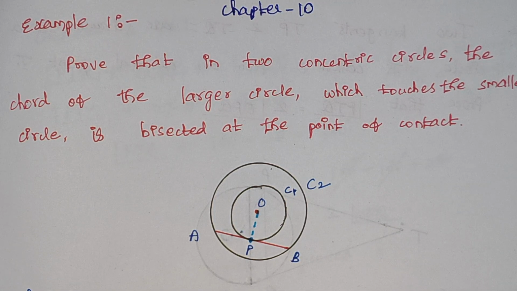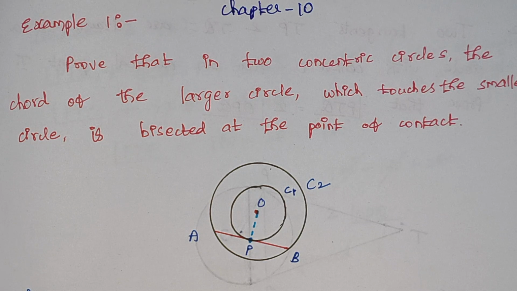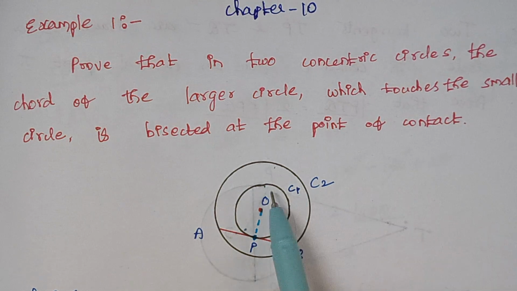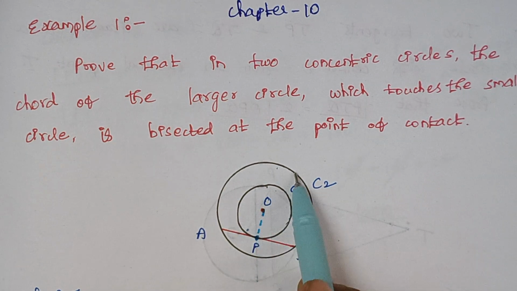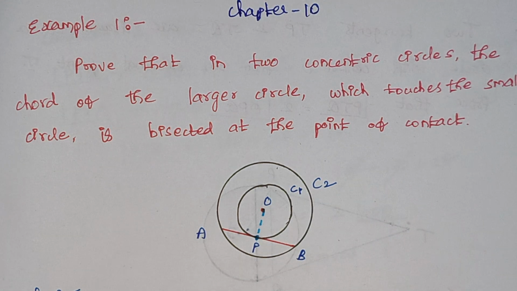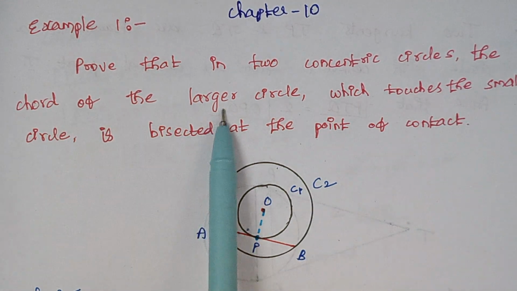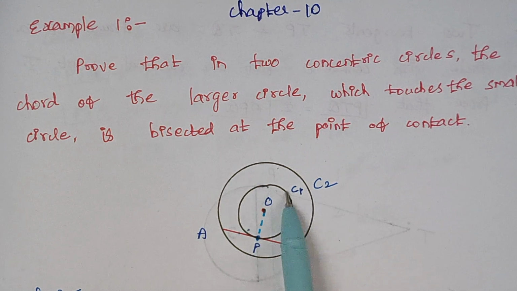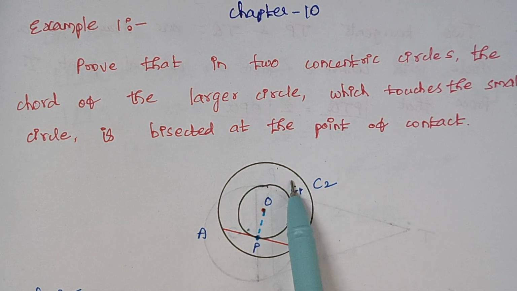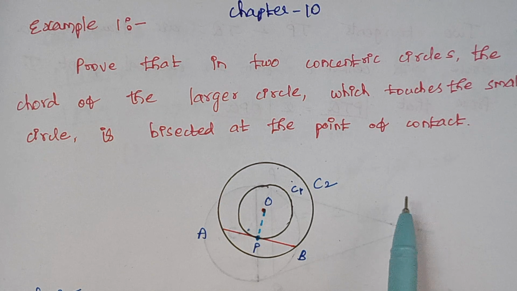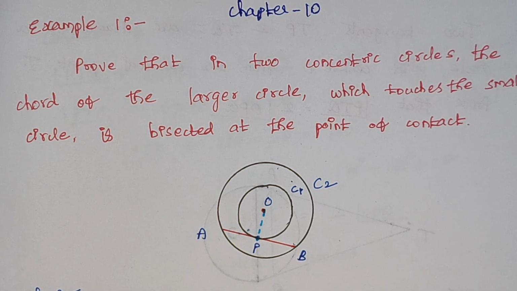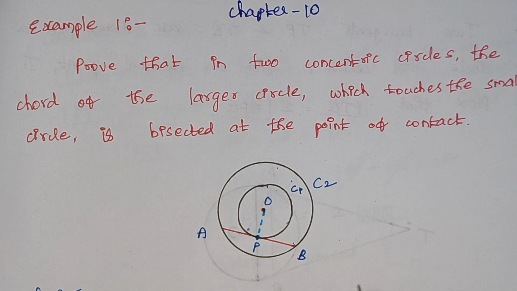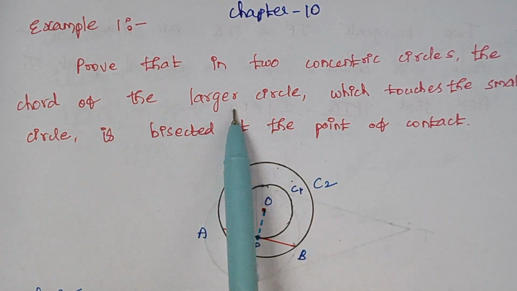What do you mean by concentric circles? Circles with the same center but different radius. Right. So here we are having two circles with the center O, and they have different radii. This is the smaller circle and this is the larger circle. A chord is nothing but the line that joins two points on a circle. That is known as a chord. So the chord of the larger circle.